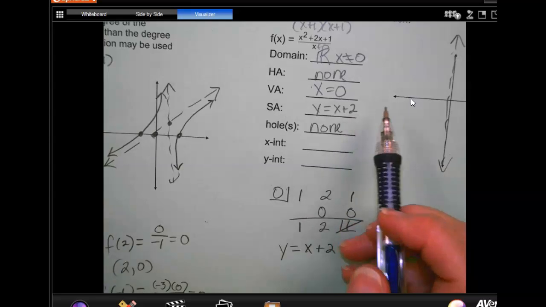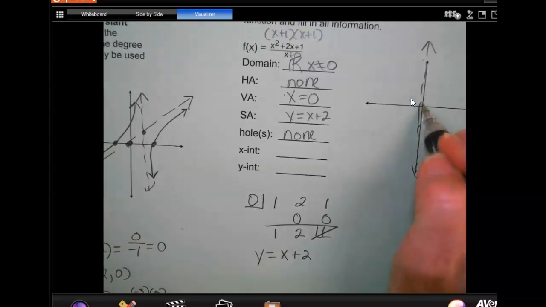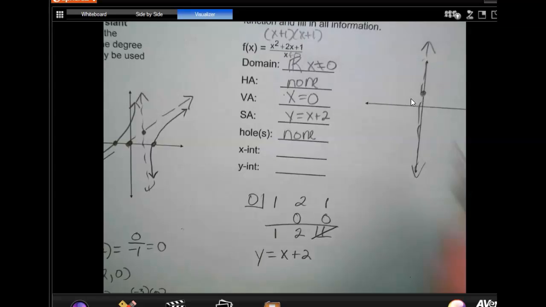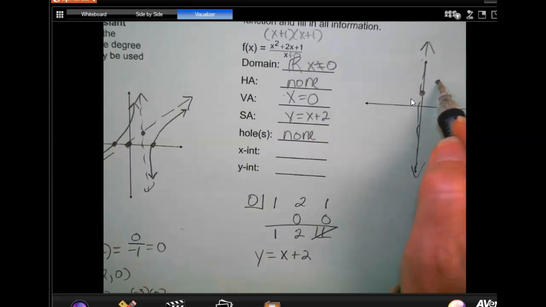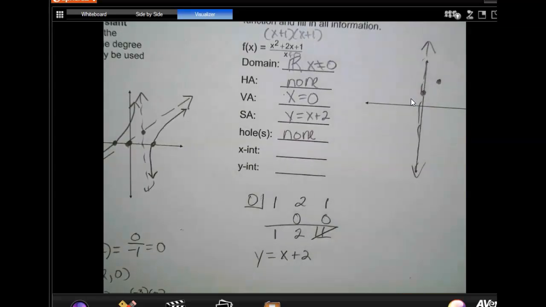So if it's y equals x plus 2, I'm going to go up 2. And then I'll go up 1 and over 1. I'm going to get a straight line.